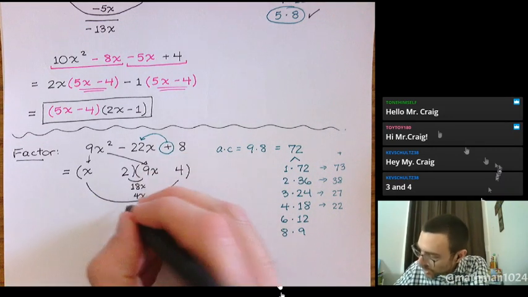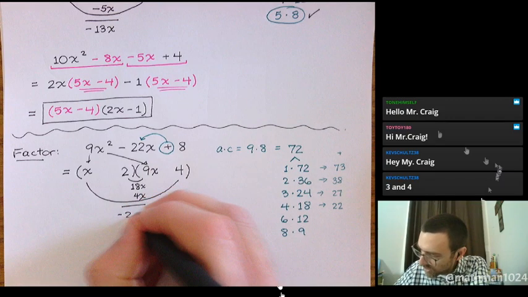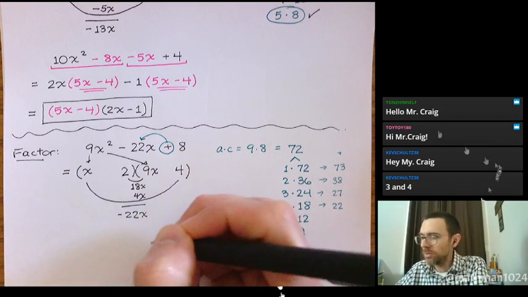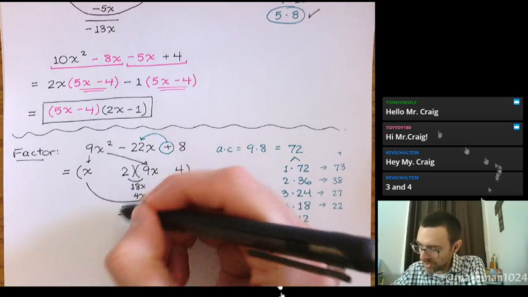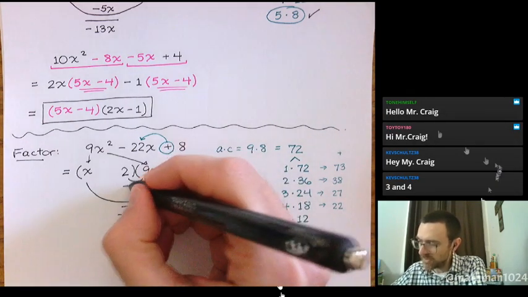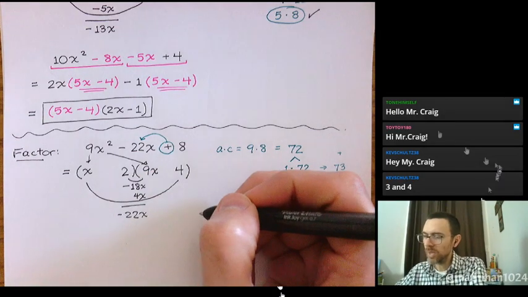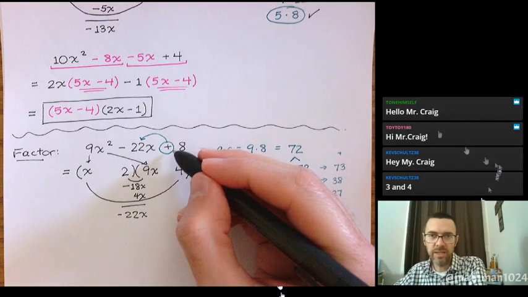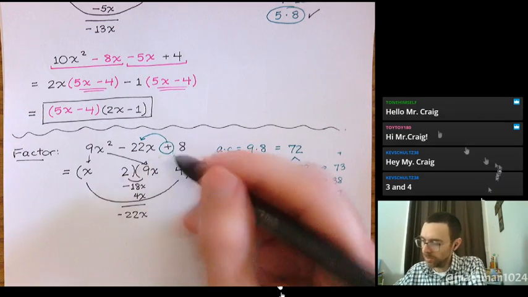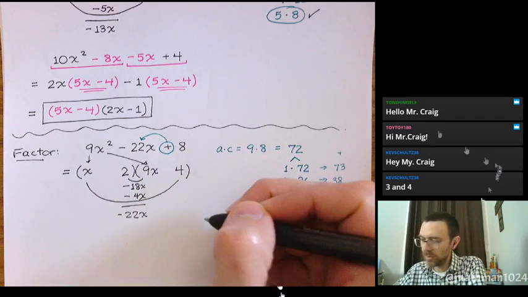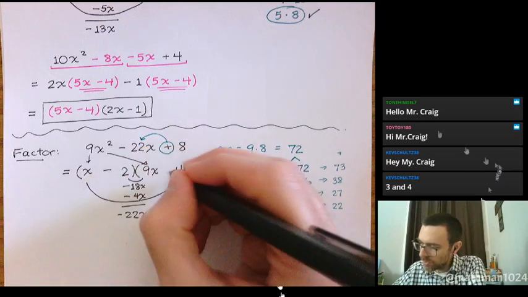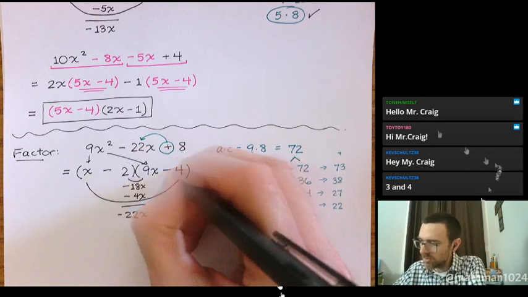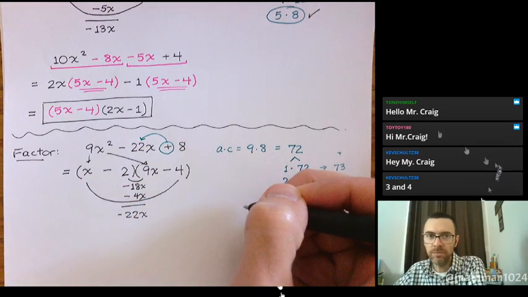All right. So I need to combine these guys to get a negative 22x. So paying attention to our signs, we said that the large number is always going to match the sign of the middle term. So it's going to be a negative 18x. And to end up as a positive here at the end, the signs have to be the same. So negative 4x. So this becomes x minus 2 and 9x minus 4.